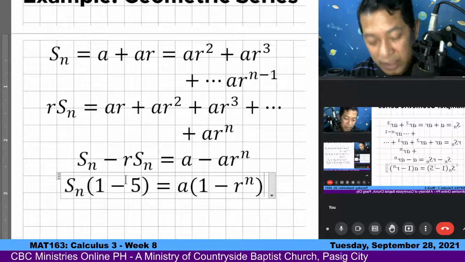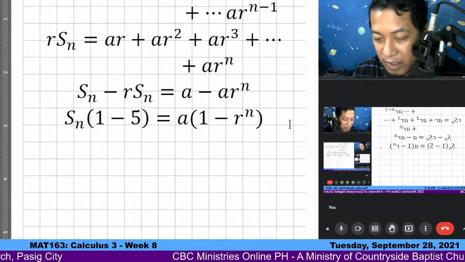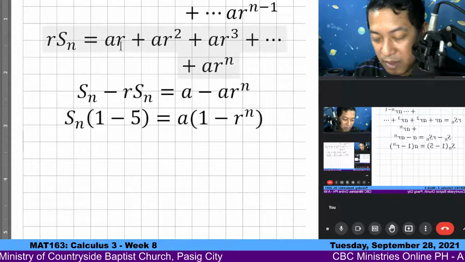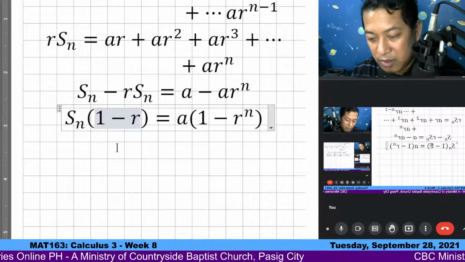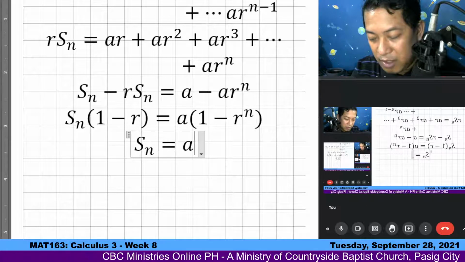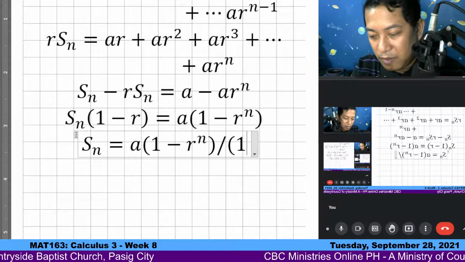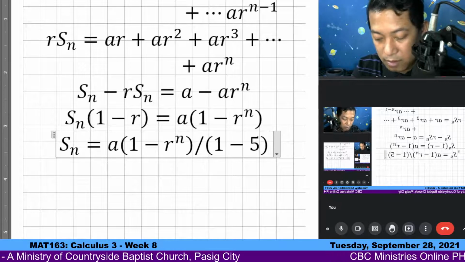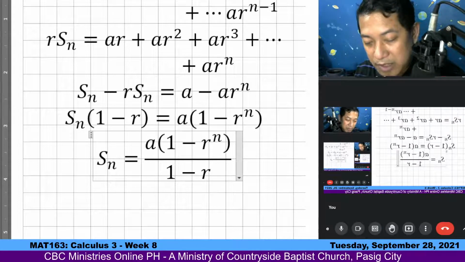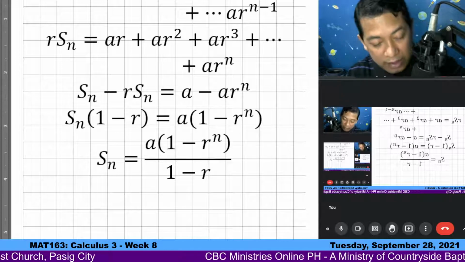Welcome to my Calculus 3 class. I'm reviewing sequences and series, and we are actually deriving the geometric series. Dividing both sides by 1 minus R, you will have the answer: S sub n is equal to A times 1 minus R raised to n, all over 1 minus R. So, that is the formula for the sum of a geometric series.